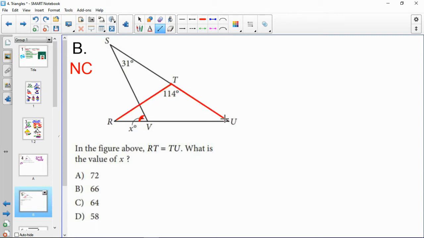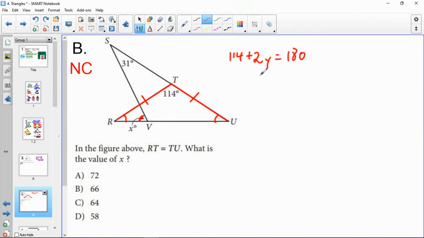because that tells us that these two sides are congruent, which means that these two angles, angle R and angle U here, must also be congruent. So real quick, I can figure out those two angles right there to say that both these angles are 33 degrees.